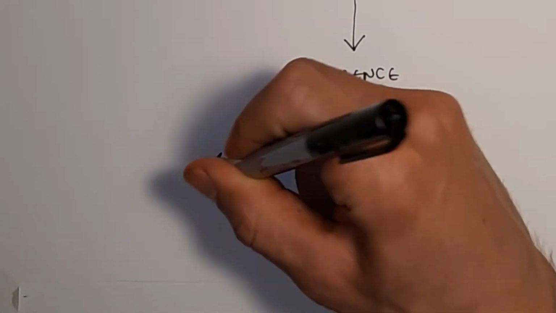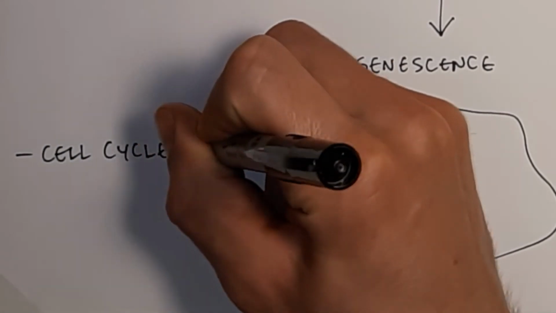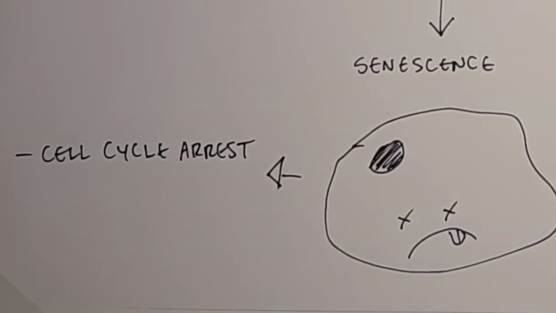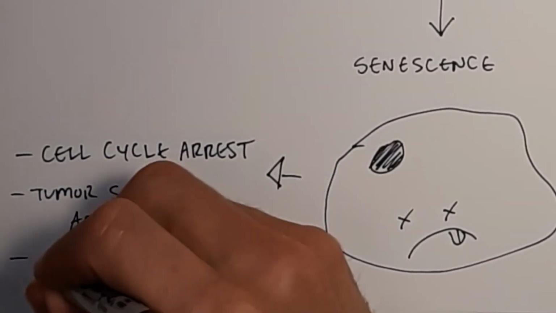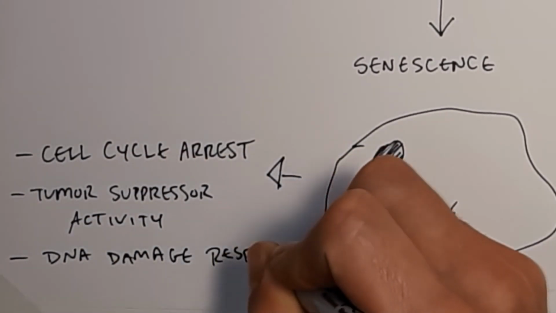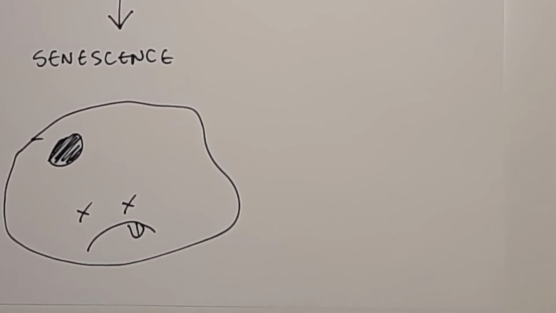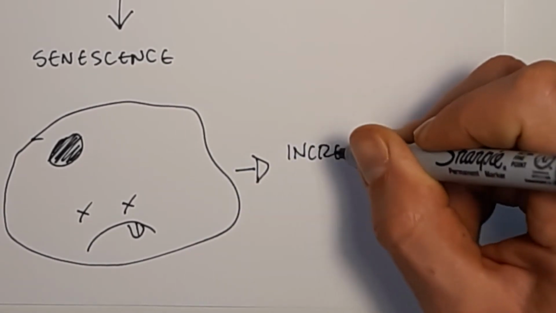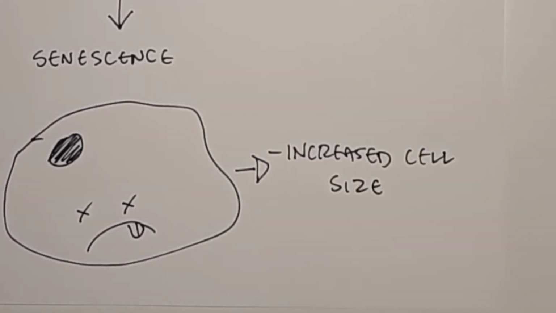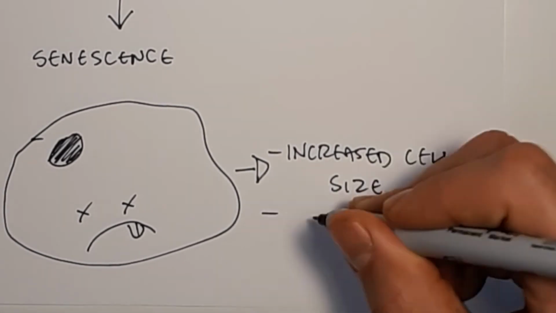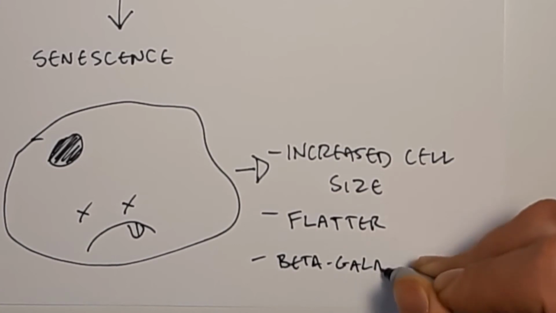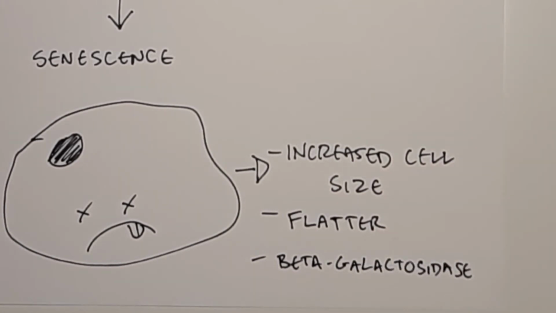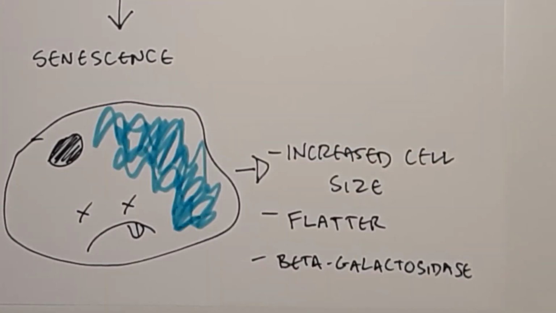The cell undergoes cell cycle arrest, tumor suppressor gene activation, or DNA damage response. Some of these hallmarks of senescence can be observed visually, such as increased cell size and flatter morphology. The presence of beta-galactosidase, which is recognized as a key marker of cell senescence, can also be observed.